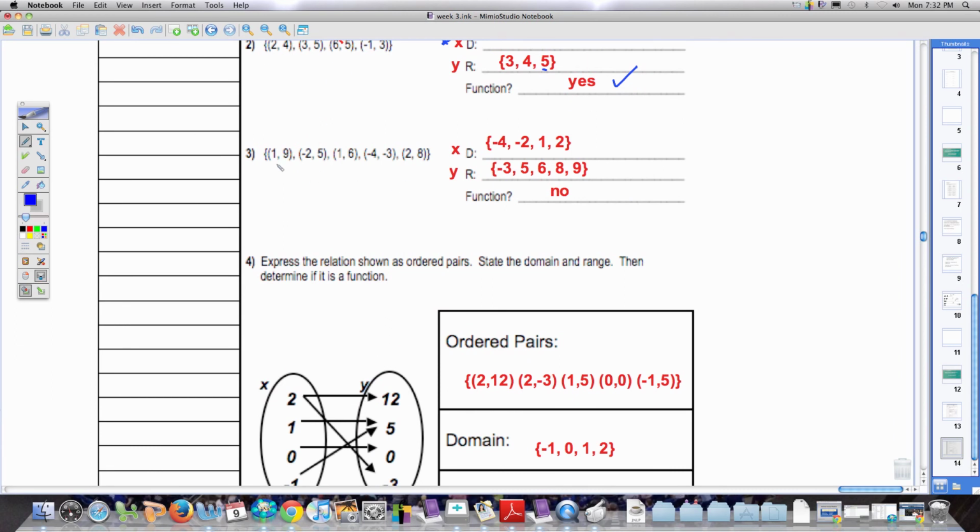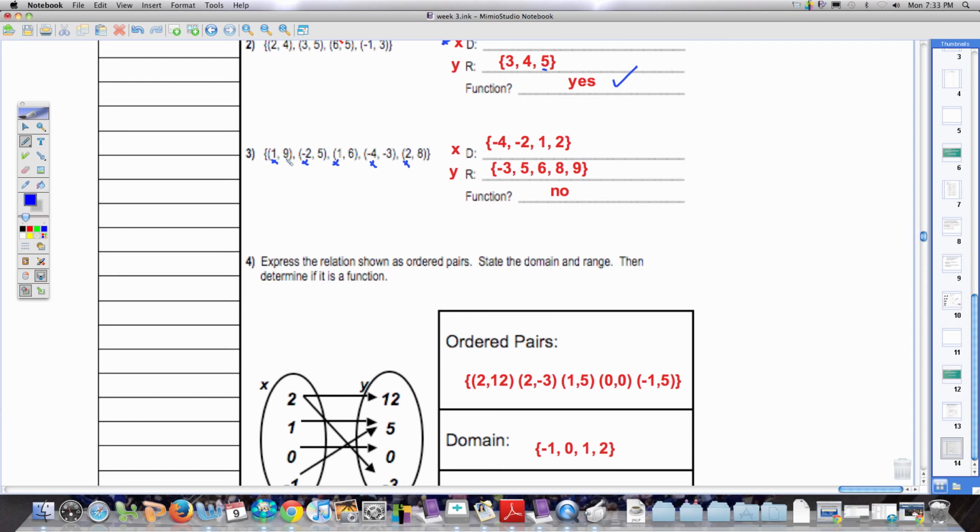All right, example 3. You do the same thing as you did in example 2. The first thing I'm going to do is look at the domain. Look at all your x coordinates. Now let's put those in a set, in the brackets. The smallest one is -4. The next smallest, -2. Then 1, and 1's repeated, so I only have to put it in there one time, and then 2. So -4, -2, 1, and 2.